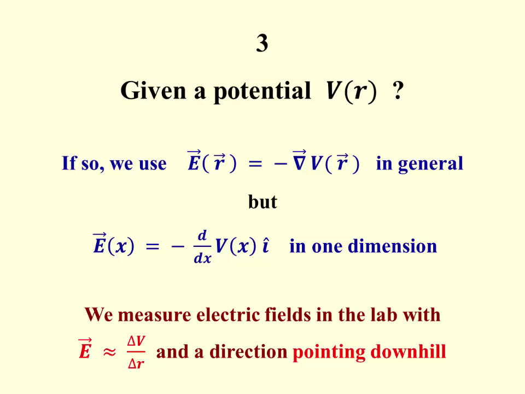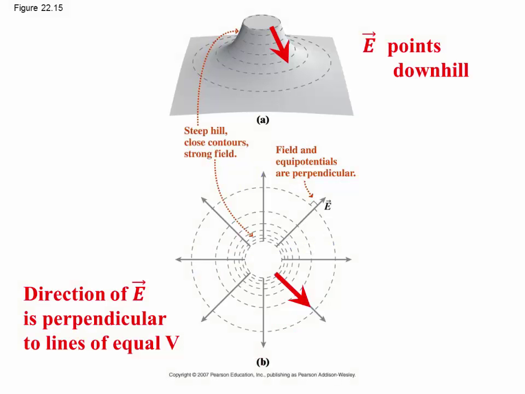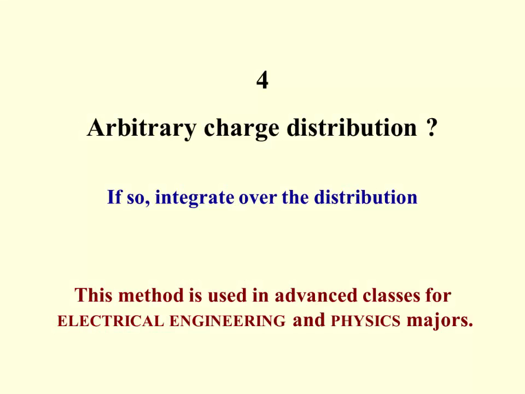Now, this is also how we measure electric fields in the lab, from the change in the potential divided by the change in position. And again, you calculate the strength from the change in V over change in, say, x or y, but you have to put in the direction by hand. The direction points downhill, as shown in this picture from our textbook. I've added a nice big bold red arrow on there to show that the field lines point downhill, are always perpendicular to the lines of equal potential, and therefore away from a positive charge.